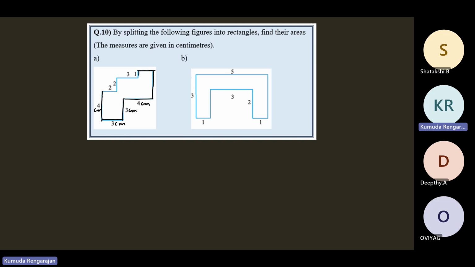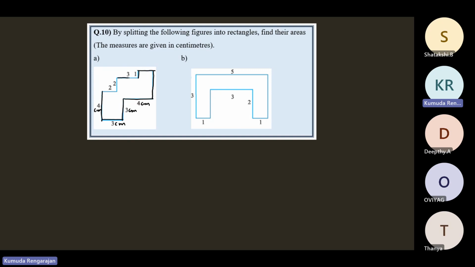The length of this line segment is 1 centimeter. The length of this line segment is 3 centimeters. The length of this line segment is 2 centimeters. The length of this line segment is 2 centimeters. Now we do not know the length of this line segment and this line segment. Okay, fine. We just tried to understand the figure. We went through all the lengths and understood what is given and what is not given.